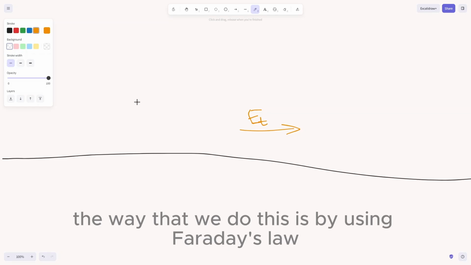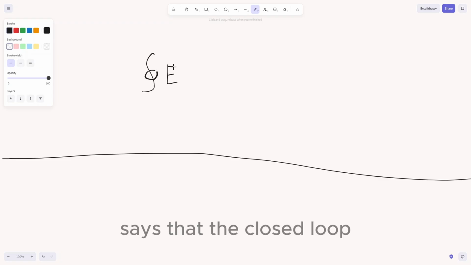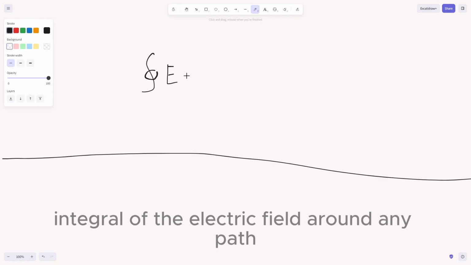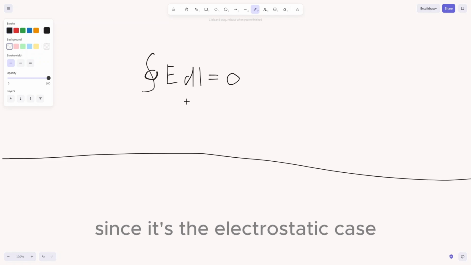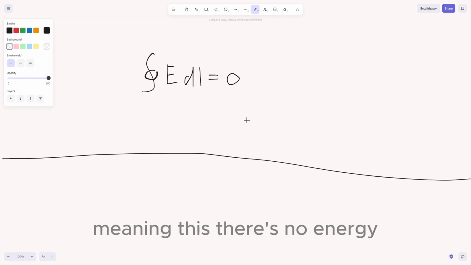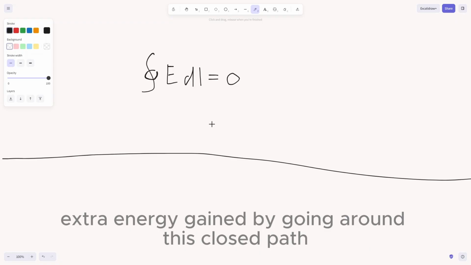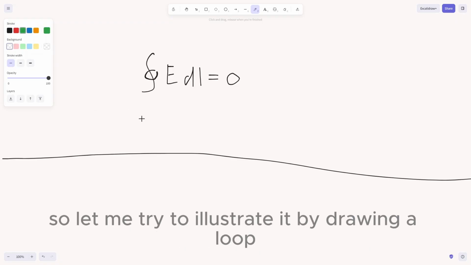The way that we do this is by using Faraday's law. So Faraday's law in electrostatics with a conservative field says that the closed loop integral of the electric field around any path is equal to 0. And what this means is that since it's the electrostatic case, there's no changing magnetic flux, meaning there's no extra energy gained by going around this closed path. So let me try to illustrate it by drawing a loop.